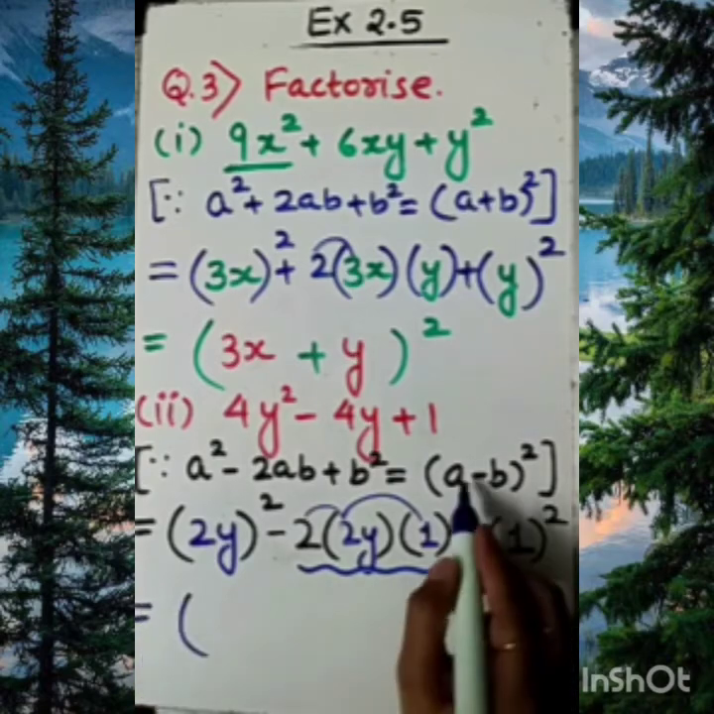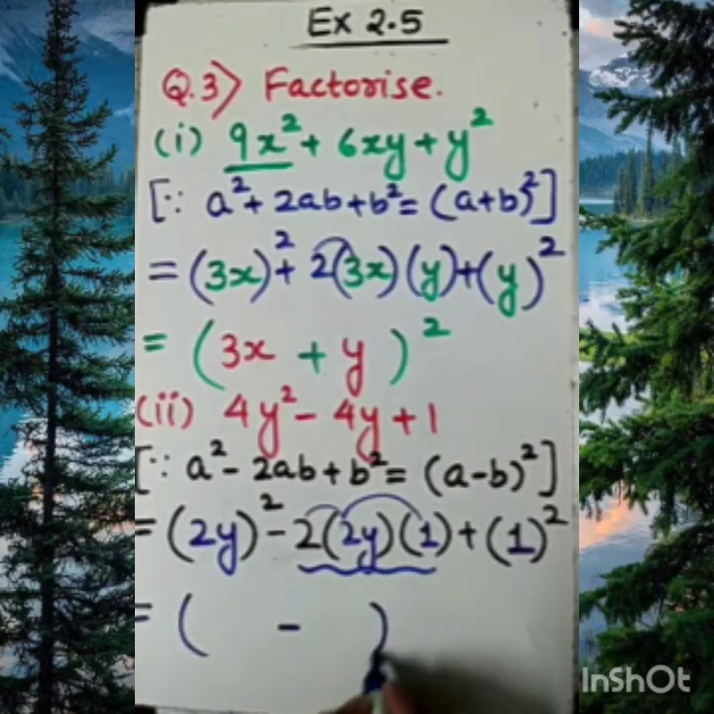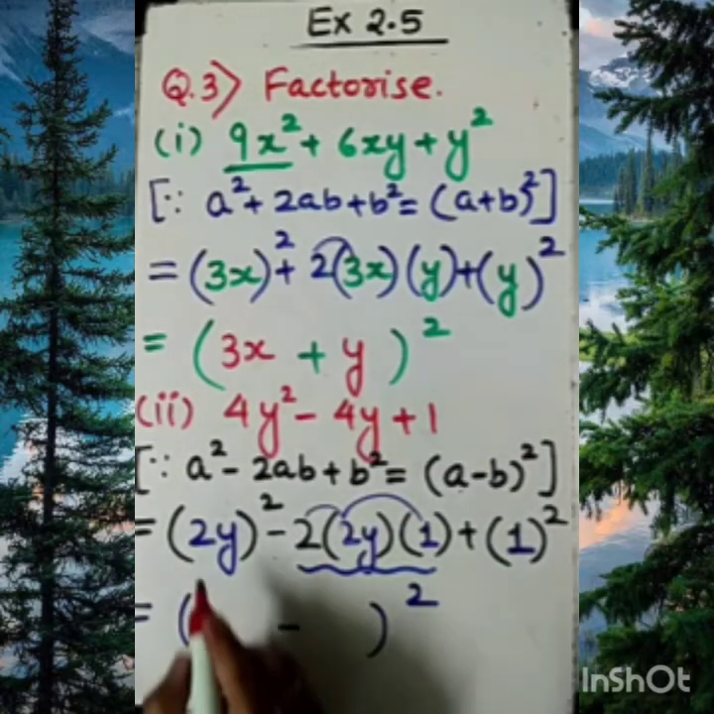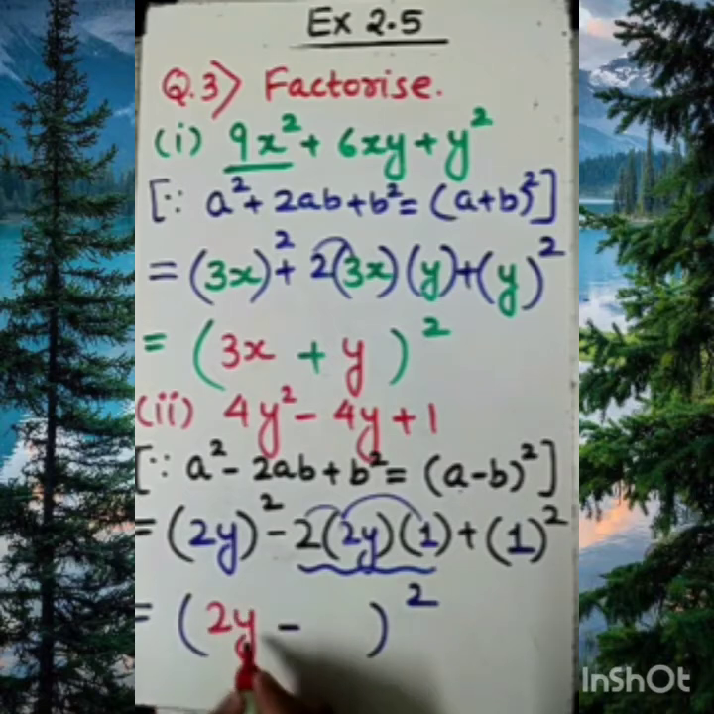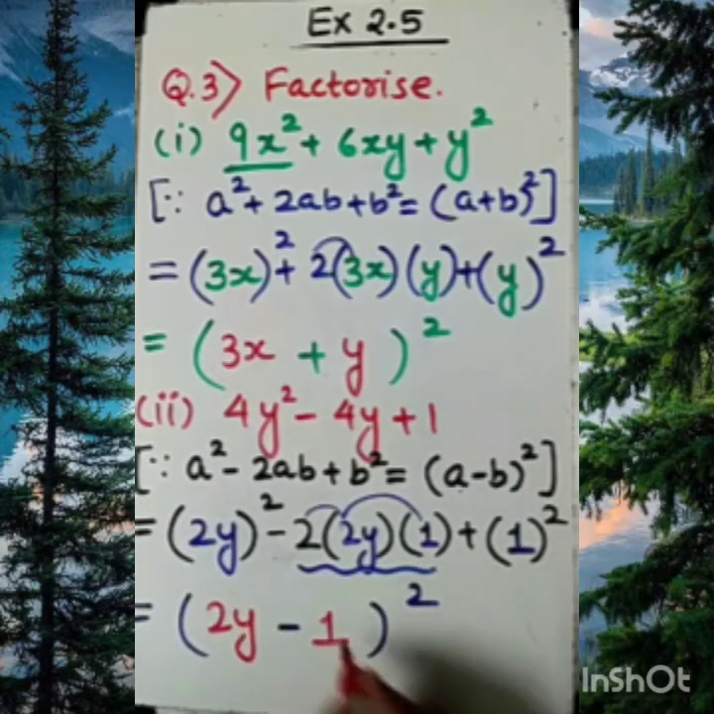So according to this, the answer is a minus b whole square. Now what is a? If I compare with this, then a will be this 2y. What is b? b will be 1. So the answer is 2y minus 1 whole square. Very easy.